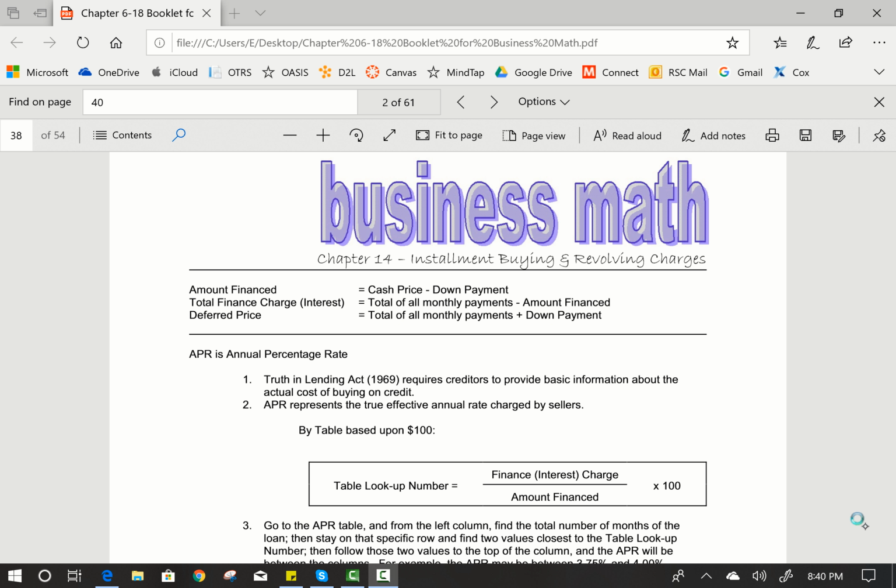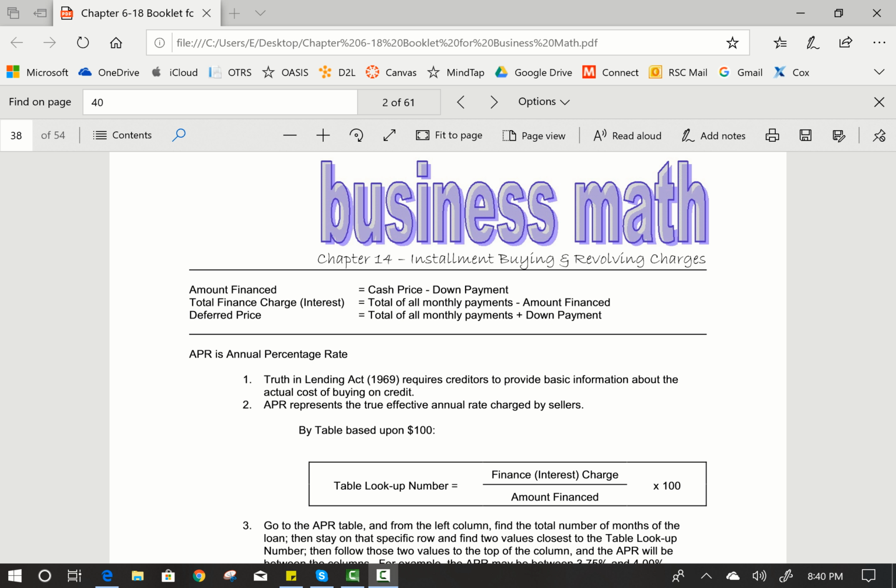Okay, chapter 14 is installment buying and revolving charge accounts. I'm taking this information from some content that I put together in the handout that's available within your learning management system. Some things to keep in mind: whenever you're calculating the amount financed, that's the amount that you owe for something. That's just whenever you subtract out any down payments that you make from the original price. That's called the amount financed.